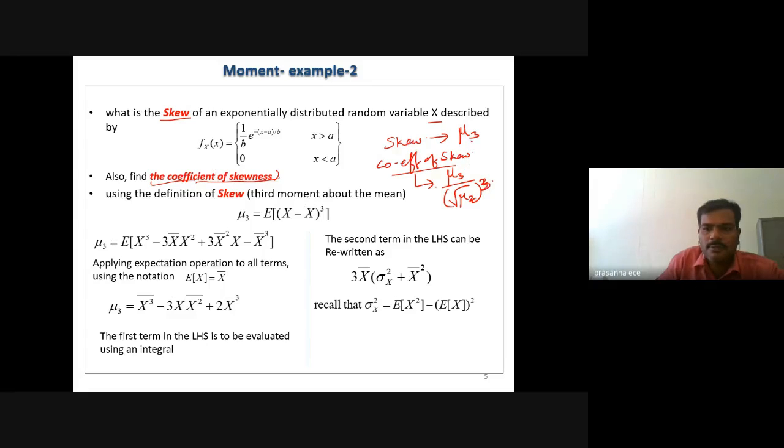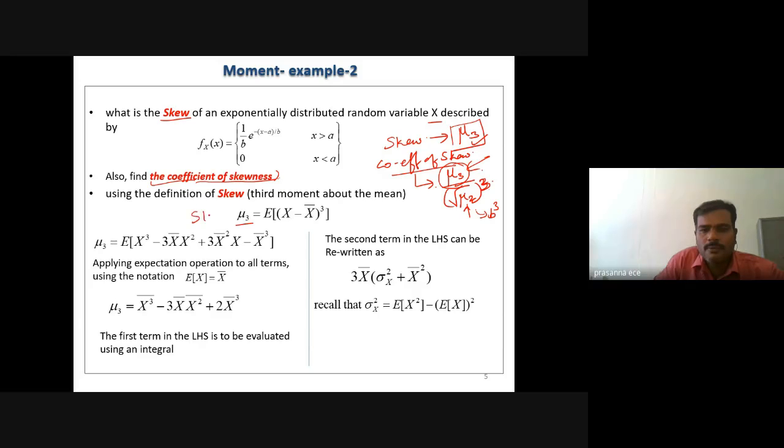Once we know mu3, we know what mu2 is from the previous example. We can just take the cube of it. We already know that mu2 is equal to b square, so root of mu2 will be b, and this will be b cube. So we can evaluate the coefficient of skew once we know the value of mu3. So what is this mu3, which is skew?